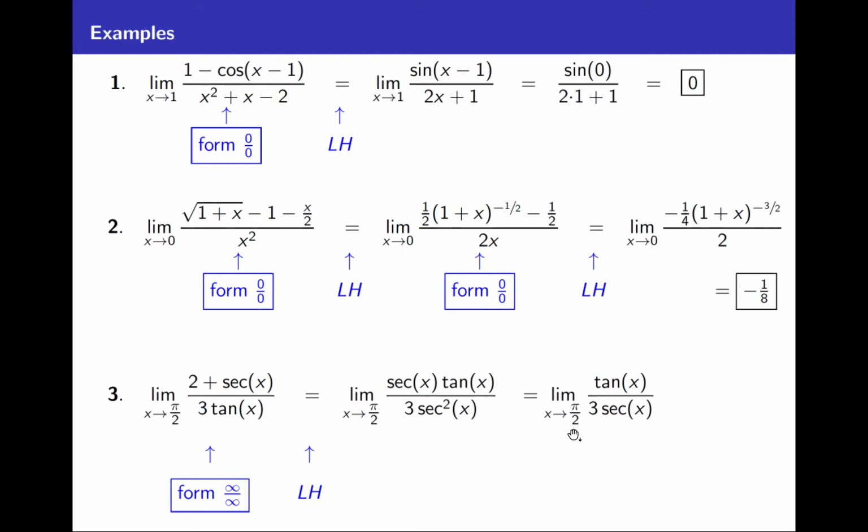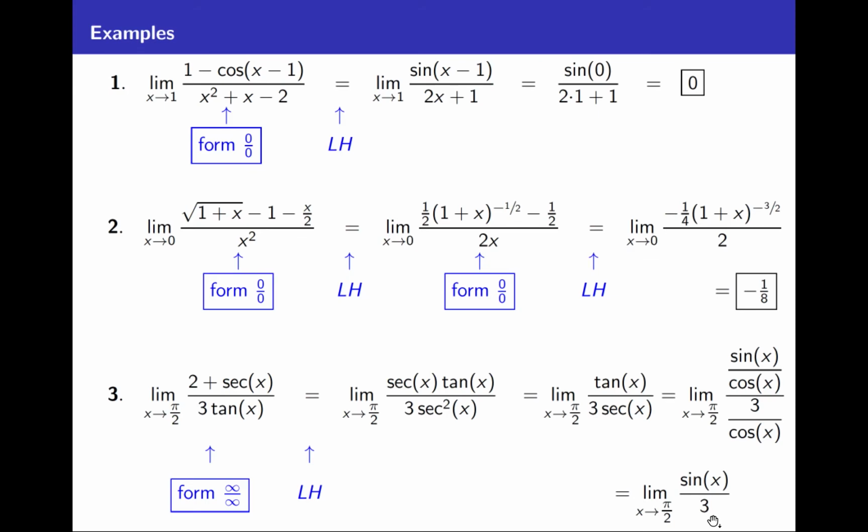Simplify and we get the limit as x approaches pi over 2 of tangent x over 3 secant x. And that's still the form infinity over infinity. But notice you can cancel some terms here. The tangent of x is sine x over cosine x. 3 secant x is 3 over cosine x. Reciprocate the bottom, multiply times the top. The cosine x's cancel, and we get the limit as x approaches pi over 2 of sine x over 3. That's all that's left when you simplify this fraction.